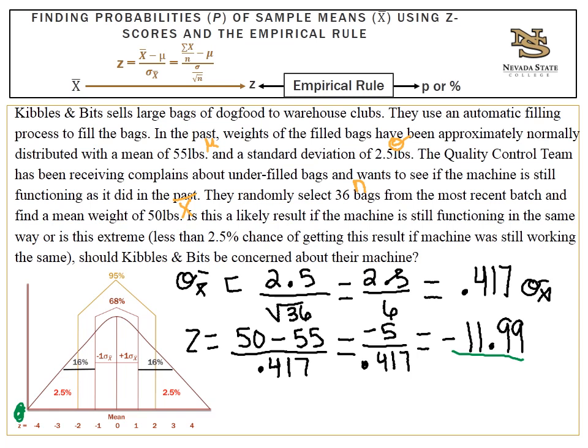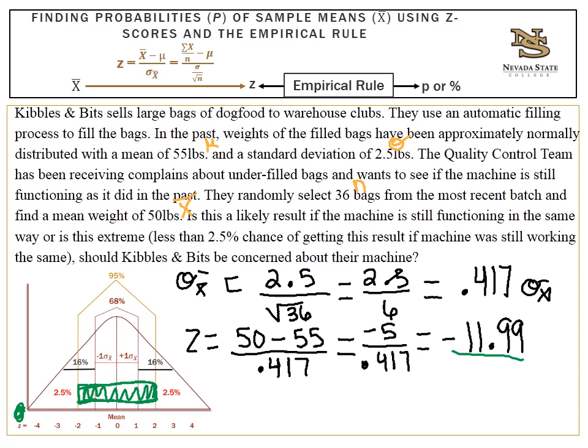So negative 11.99 falls way below a z-score of negative 2, right? So basically, if we're looking at less than a 2.5% chance of getting this, we would need to have something in this realm right here, right? So if we had a z-score between negative 2 and positive 2, we would know that there is more than a 2.5% chance of getting this result if the machine was still working the same. So it would not be extreme if it fell here. Well, guess what? It's super extreme. It's way off the charts. It's way below a negative 4.